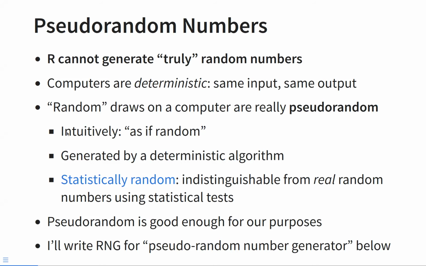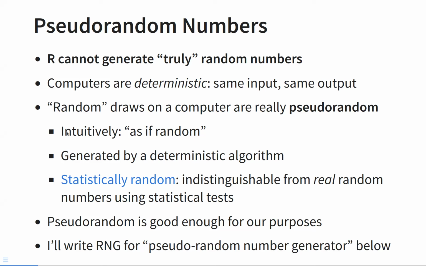The first thing you need to know about random numbers generated on a computer is that they are not, in fact, random. Computers are totally deterministic. If you put in the same input, you're going to get the same output. So in fact, what are called random draws on a computer are not in fact random, they're pseudo-random, which means as if random. While they are generated by a deterministic algorithm, they are generated in such a way that they appear to be random. What we mean precisely when we say this is that they would be indistinguishable from real random numbers using statistical tests. So these pseudo-random draws are perhaps better called statistically random.